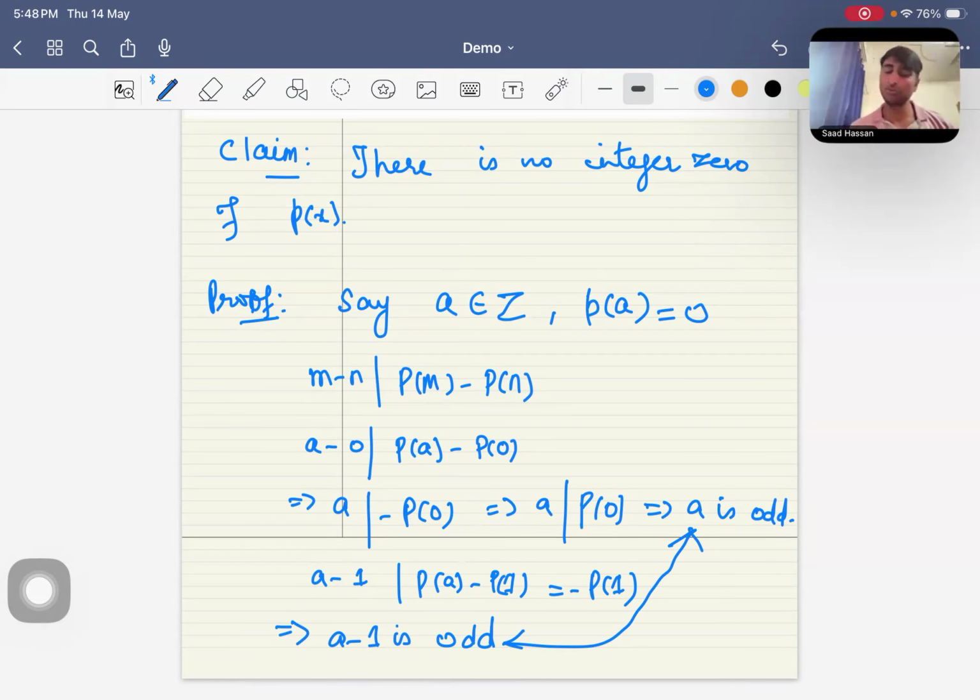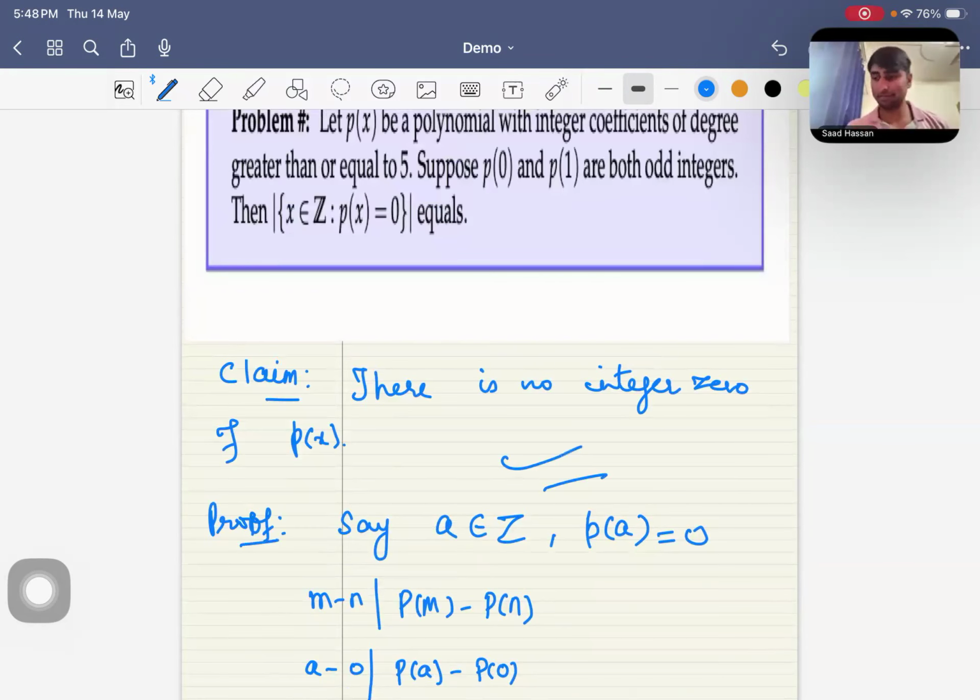So both of them can't be simultaneously true, and therefore such an integer a can't exist, and therefore the claim is proved, and which means that the cardinality of this set is 0. And we are done.